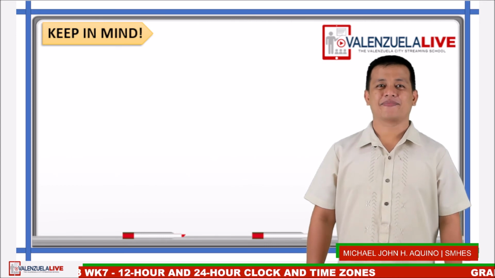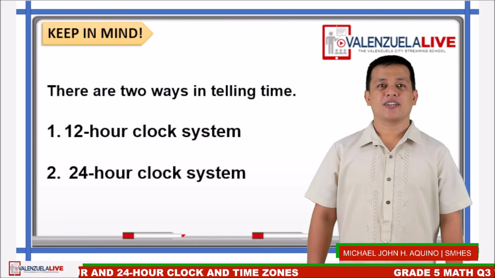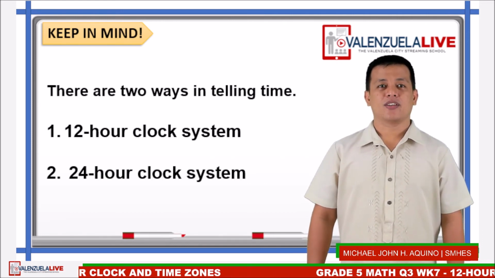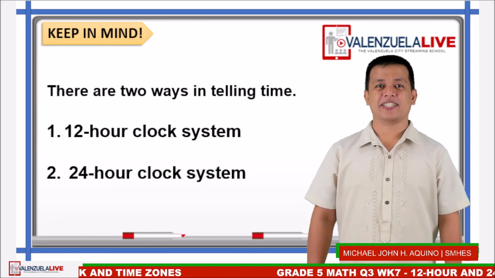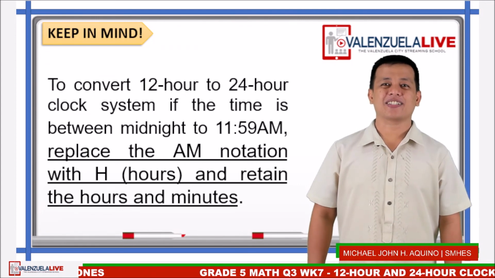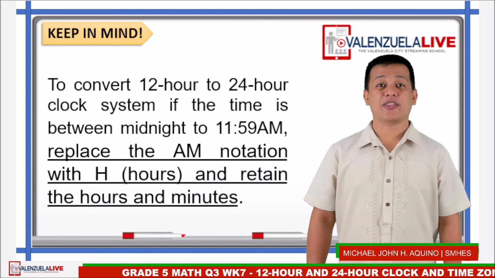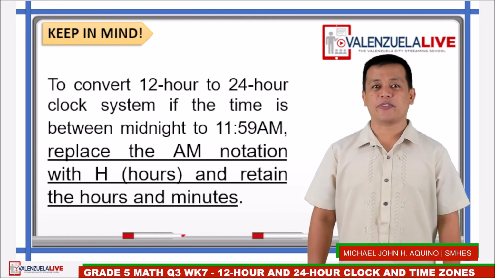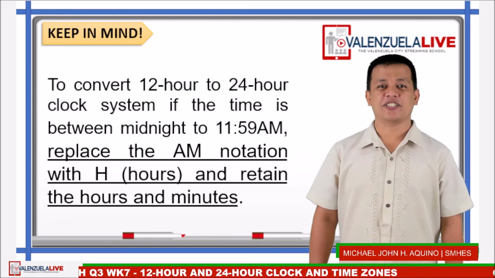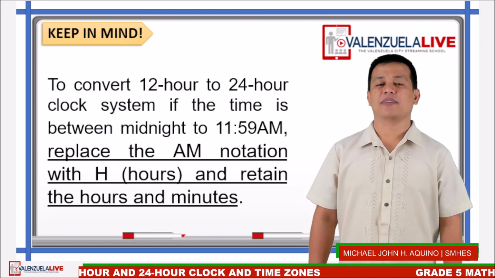Keep in mind, there are 2 ways in telling time. First, using 12-hour clock system. Second, using 24-hour clock system. To convert 12-hour clock to 24-hour clock system, if the time is between 12 midnight to 11:59 a.m., replace the a.m. notation with H, which means hours, and retain the hours and minutes.